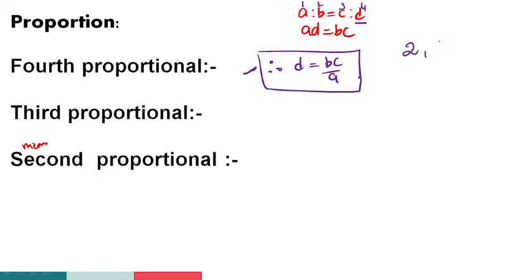For example, the question like this: 2, 3, 4, find out the fourth proportion. Look like A, B, C, and D value we don't know. We have to find out the fourth proportion. What is the formula? D is equal to BC by A. Then 3 into 4 by 2. 2 ones are 2, 2 sixes are 12, 6. Fourth proportion value is 6 only. Right. So just remember the formula. Clear to all of you?